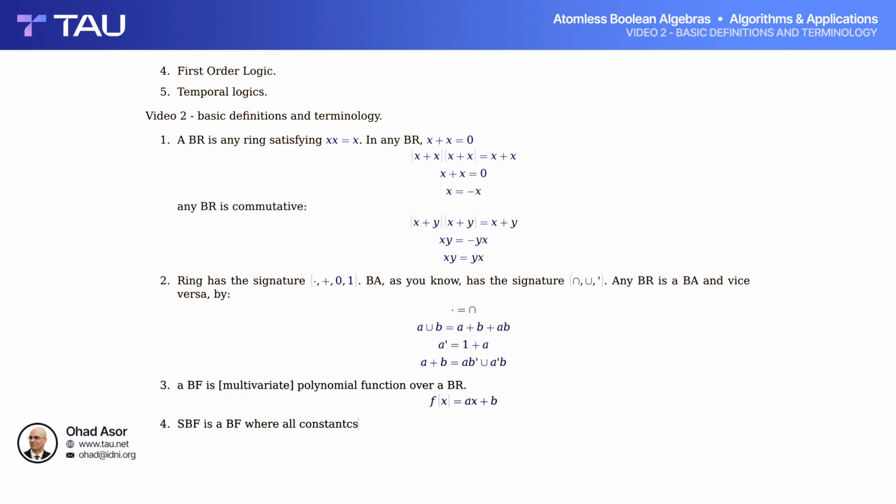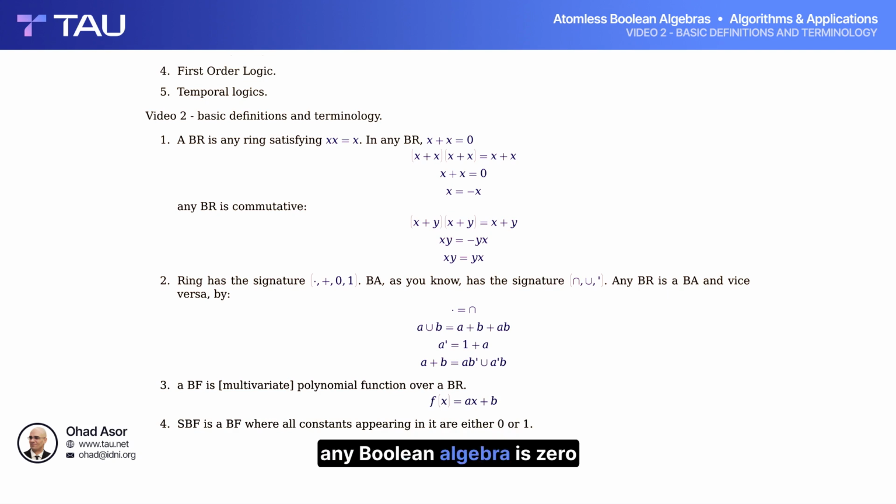Simple Boolean function is a Boolean function where all constants appearing in it are either 0 or 1. So here I'm writing a syntactic definition, but we will soon see how to give a semantic definition. Now, any Boolean algebra has 0 and 1, and therefore a simple Boolean function makes sense over any Boolean algebra. But as long as your Boolean function is not simple, then it makes sense only in the Boolean algebra from where your constants came from.